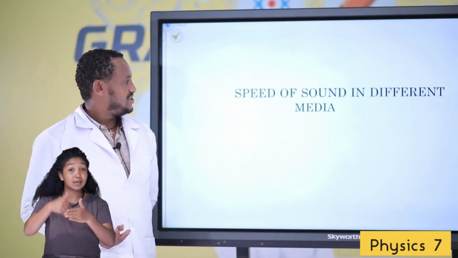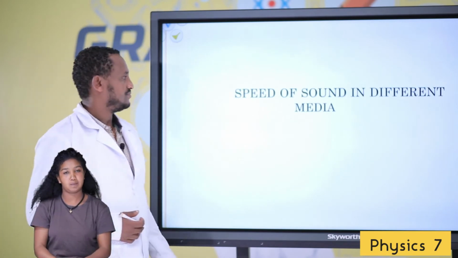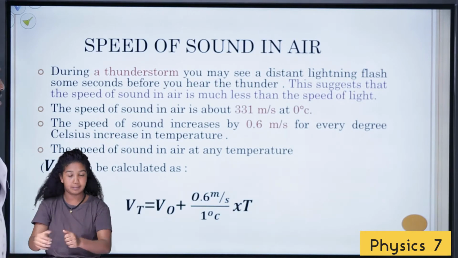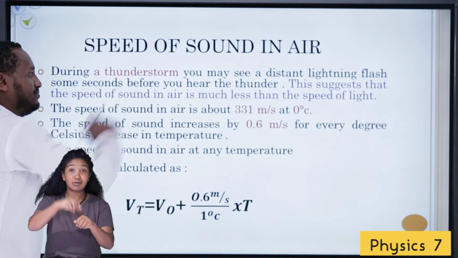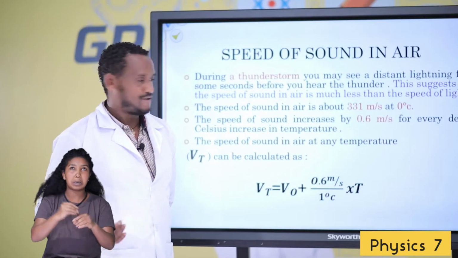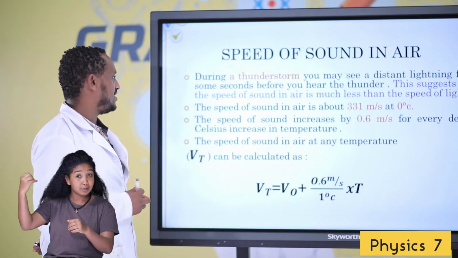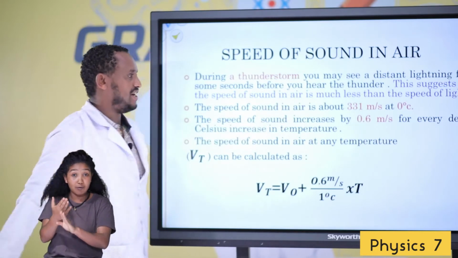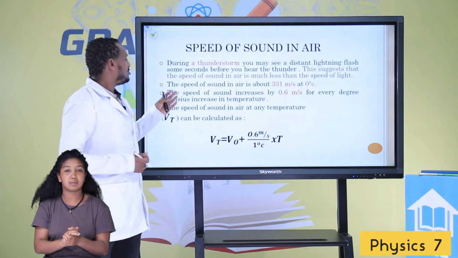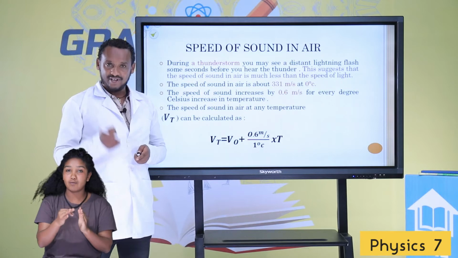Now the next point is speed of sound in different media. The first one is speed of sound in air. During a thunderstorm, you know about thunderstorms? They occur in the rainy season. You may see a distant lightning flash some seconds before you hear the thunder. This suggests that the speed of sound is much less than the speed of light.